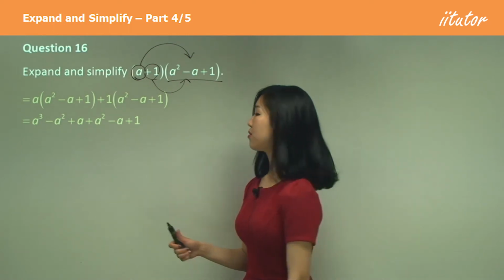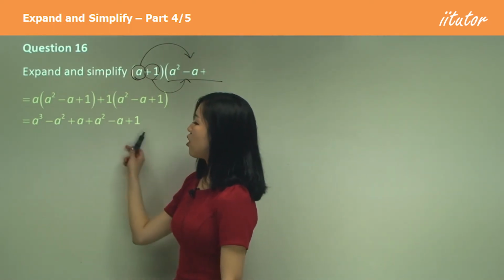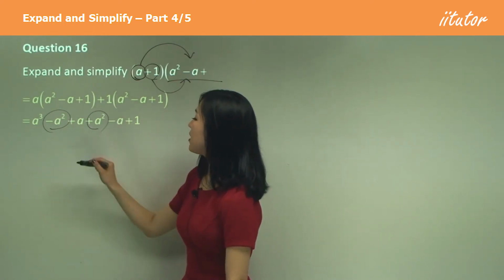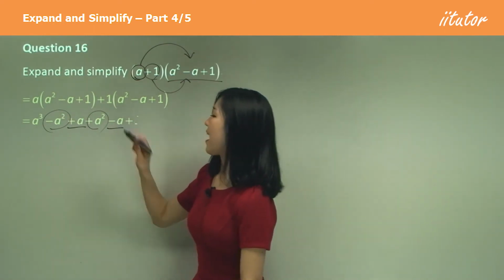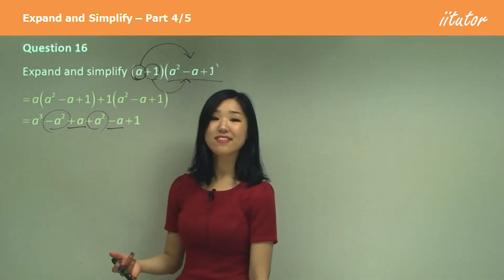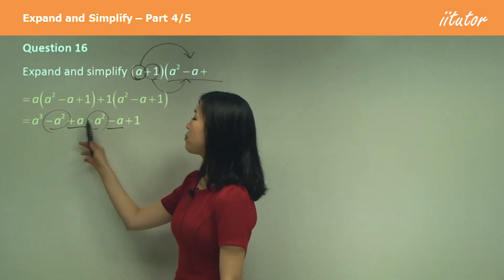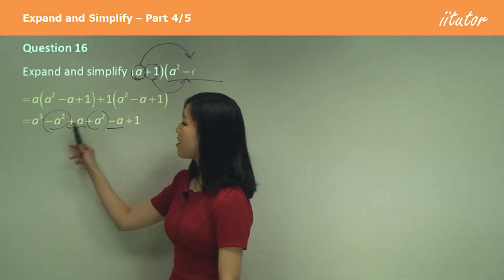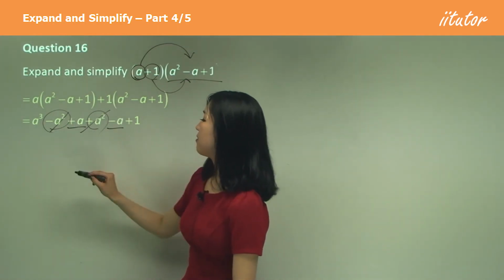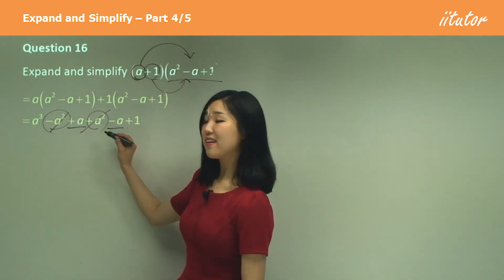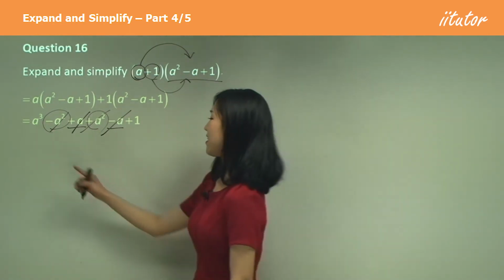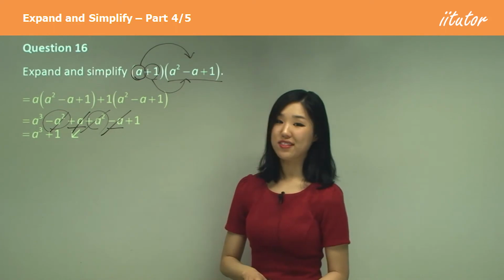Gather your like terms. Now we've got an a cubed, but no other a cubes. We've got a negative a squared. We've also got an a squared here. We've got an a, we've got an a. Now the good thing is they again cancel out. Negative a squared plus a squared, they're the same, but they just have different signs. So cancel out. A minus a, cancel out. They all cancel out. So we just have a cubed plus 1 left. That's the answer.